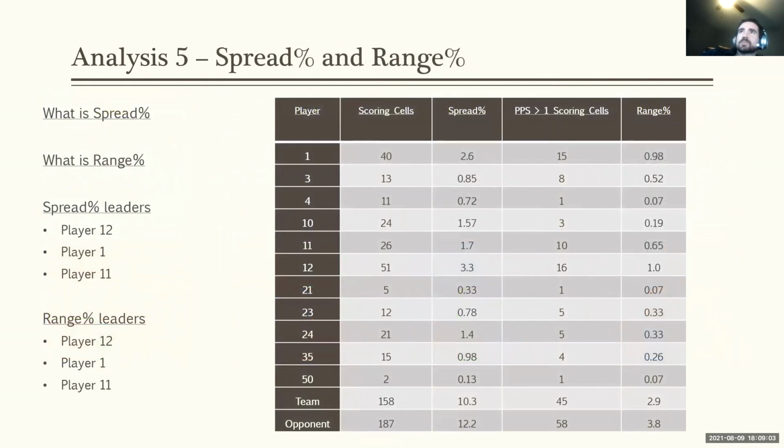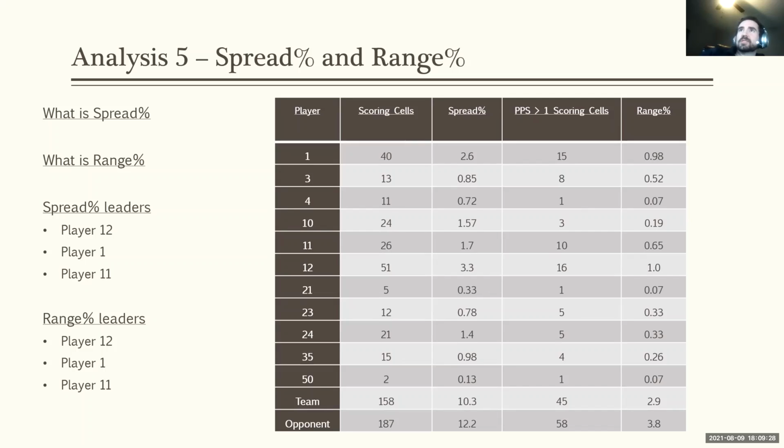Next, I did spread and range percentage. This is that analysis that Kirk Goldsberry had on, I think it was the second slide. So the court's divided into scoring cells. In my case, I had roughly 1,350 scoring cells in that offensive half court. And it's just tracking how many of these scoring cells players have attempted a field goal from. And this gives you a metric on how varied a player's shooting range is.